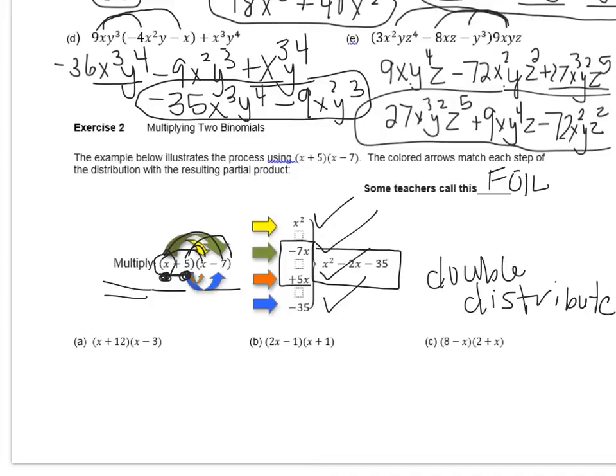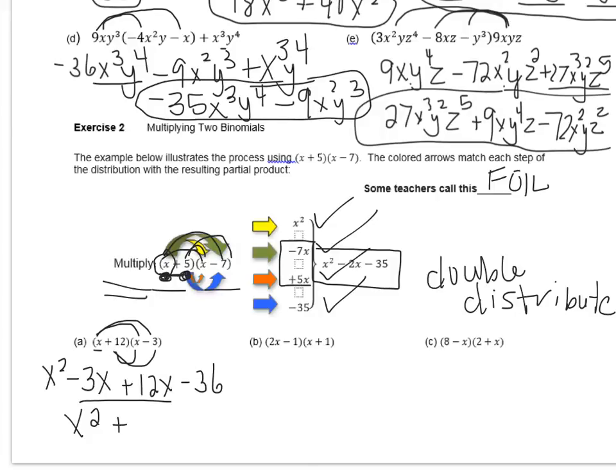So in A, again, we're going to take this first term here and distribute it through the parentheses. You get x times x, which is x squared. X times negative 3, which is negative 3x. Now take this guy here, 12, and distribute that through the second set. You're going to get plus 12x, and 12 times negative 3 is negative 36. Combining your two middle terms, you get x squared plus 9x minus 36. No like terms, so you're done. And that's your product.